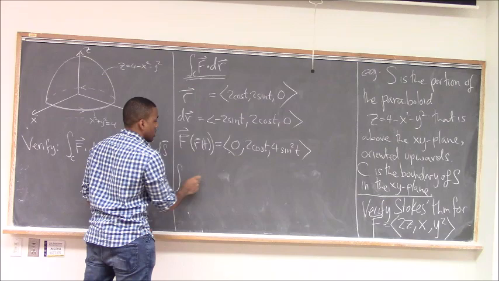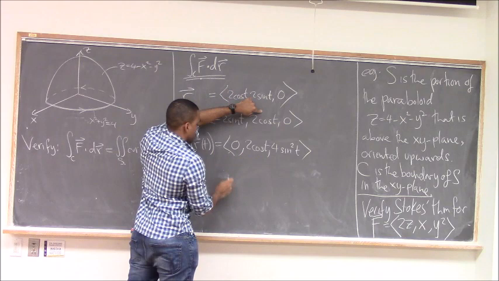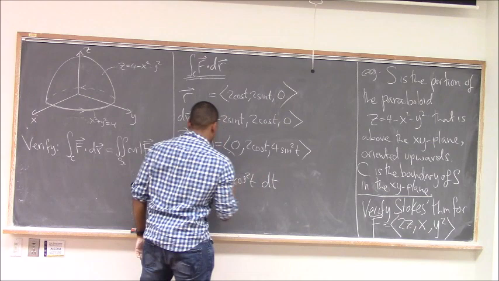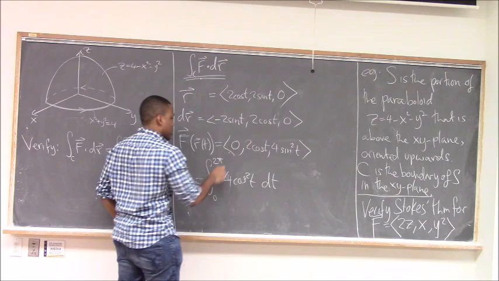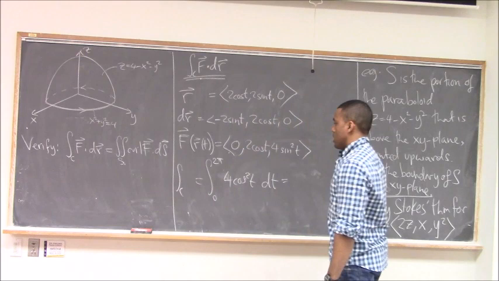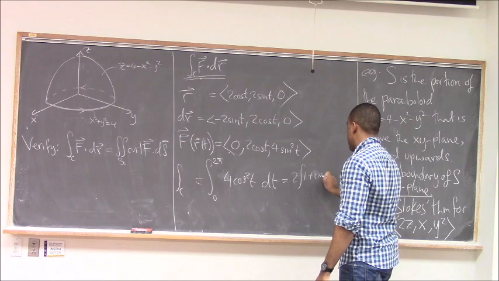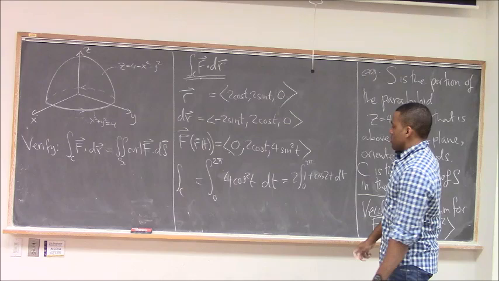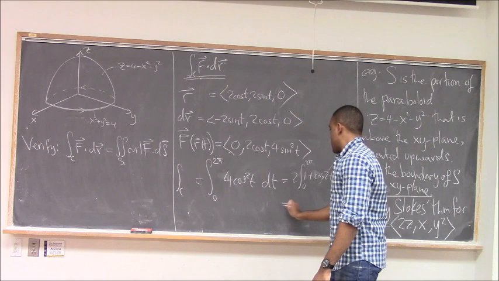So you multiply this by that, that's 0. Multiply this by that, that's 4 cosine squared. Multiply this by that, that's 0. So that's our guy. Limits: 0 to 2 pi, because it's the full circle. And you can use just the half angle formula here. So that ends up being 2 times (1 plus cosine 2t) dt, between 0 and 2 pi. This part is going to give me 0, so this guy is going to give me 4 pi.